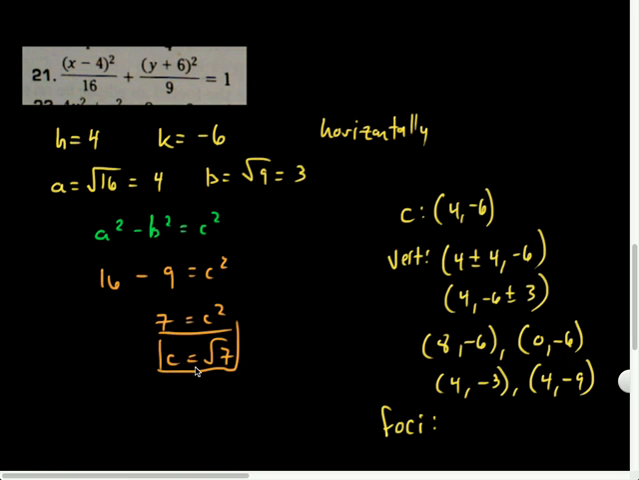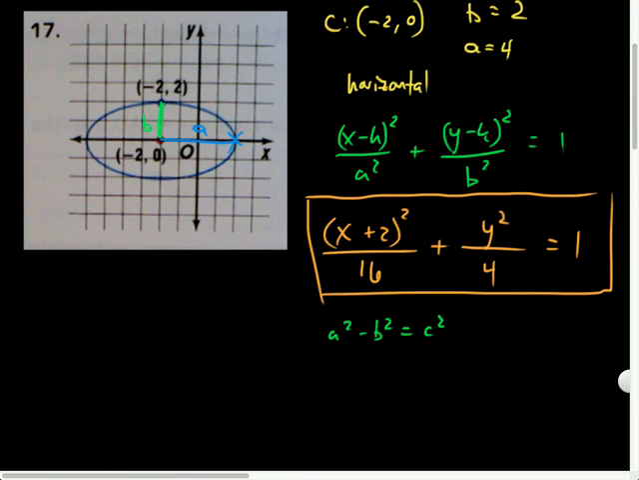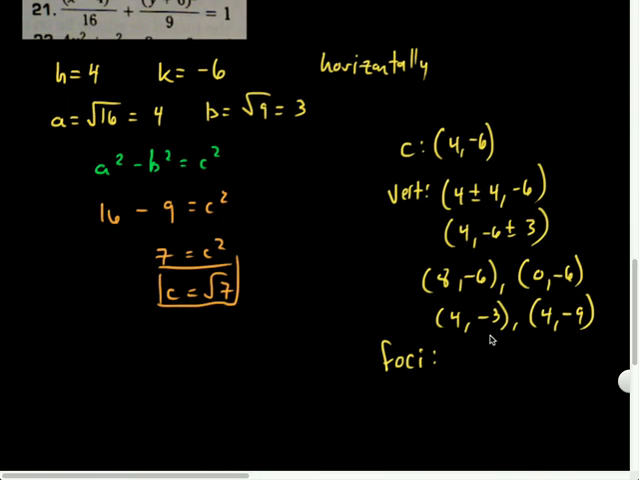Which one do I add that to, guys? How would I know? The center? Which coordinate of the center? X. Yeah, we'd add it to the x because this is a horizontally oriented ellipse. The foci on a graph, by the way, always exist somewhere on the major axis.